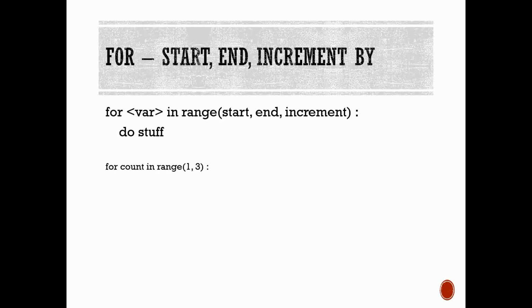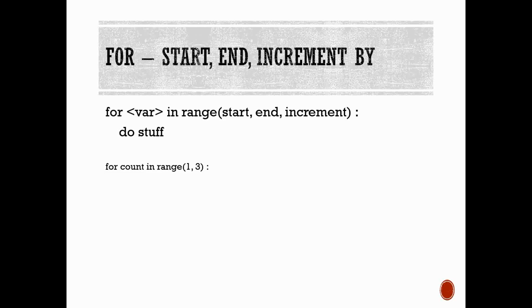So what if I don't want to automatically start at 0? We can expand the for loop to include 3 values: a starting point, an ending point, and an increment by value. So this is what it would look like: for variable in range with a start, an end, and an increment by. And the colon at the end would require us to tab in order to do stuff within the for loop. So here's an example.